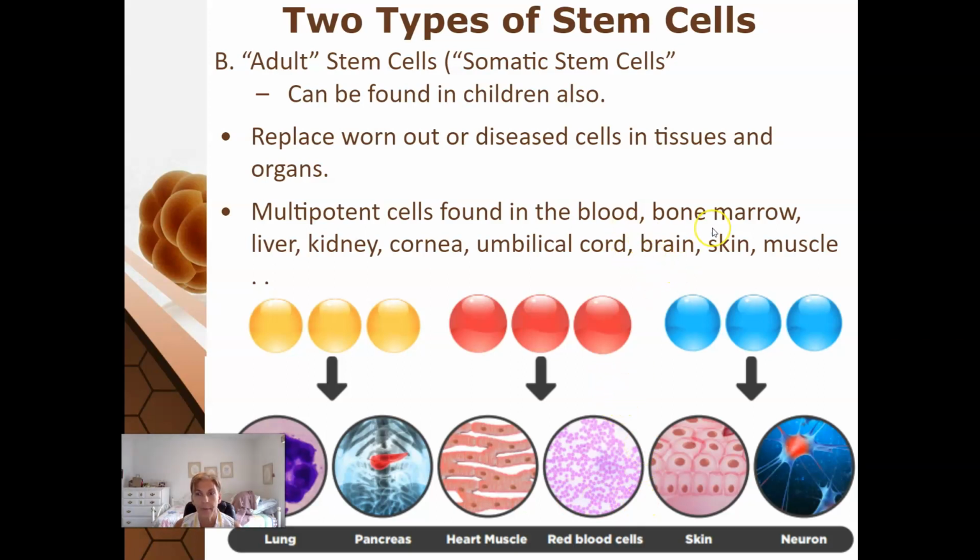So these are often found in bone marrow. That's where all of our blood cells are formed. Liver, kidney, corneas, your eyes, umbilical cords, brain, skin, and muscle.